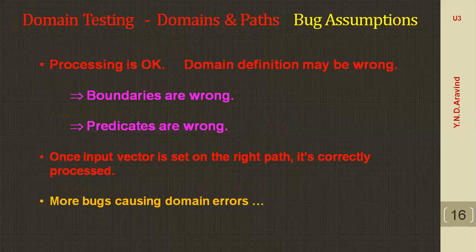So here are the domain errors. The bug assumption for domain testing is that the processing is okay, but the domain definition might be wrong. So an incorrect implementation of the domain means that the boundaries are wrong, which in turn may mean that the control flow predicates are wrong. Let us see the different domain bugs, the domain errors that are being caused.